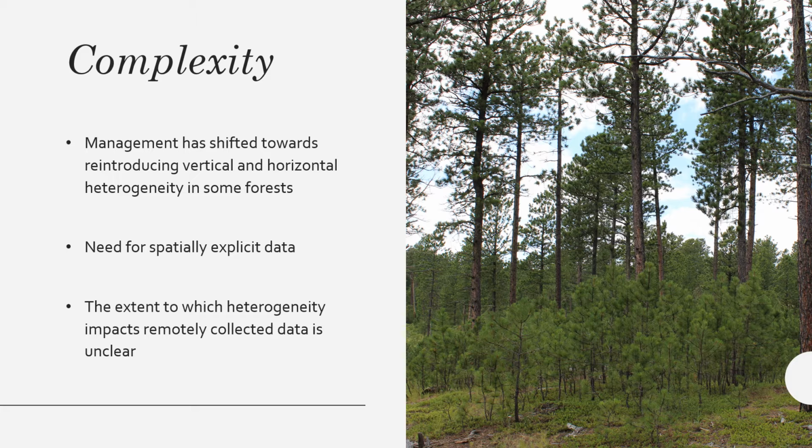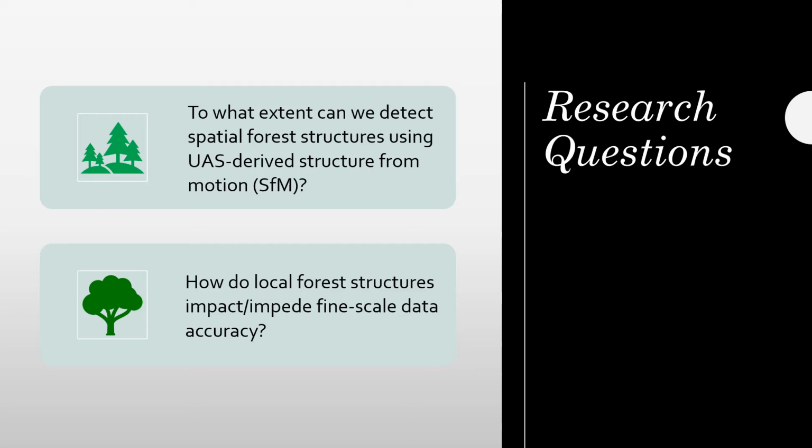Although when it comes to collecting data with UAS in these complex heterogeneous forests, we tend to anticipate some amount of error. We generally know that things like variable crown cover and spatial aggregation can impede our ability to collect accurate data, but we don't necessarily know the extent of that impact. Which brings me to my research questions.